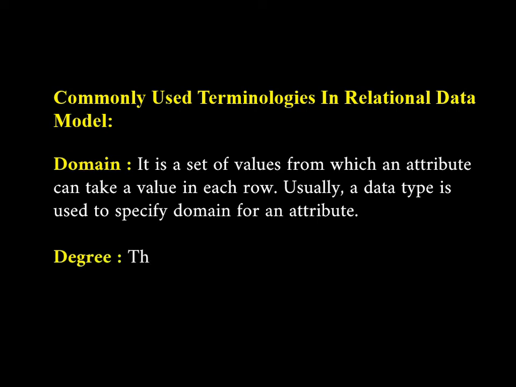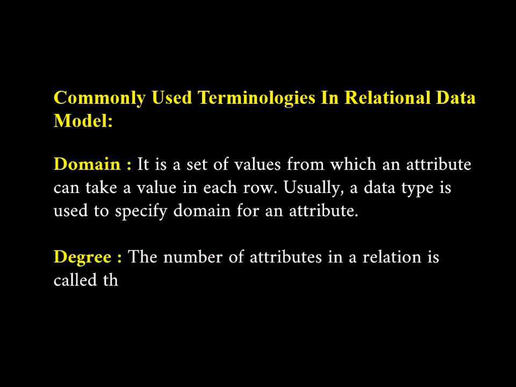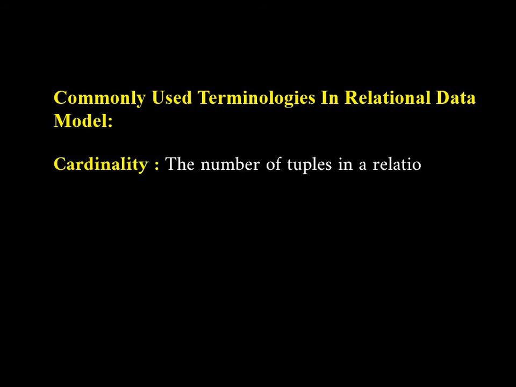The next one is degree. The number of attributes in a relation is called the degree of that relation, and the number of tuples in a relation is called the cardinality of the relation.